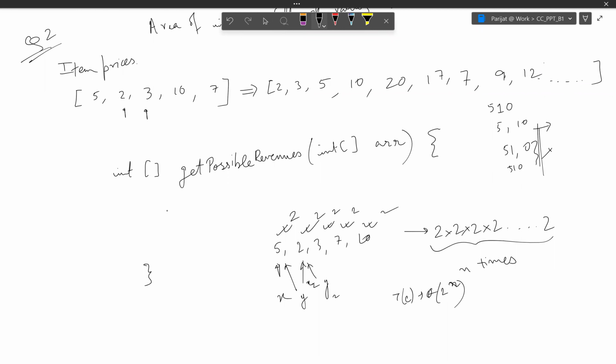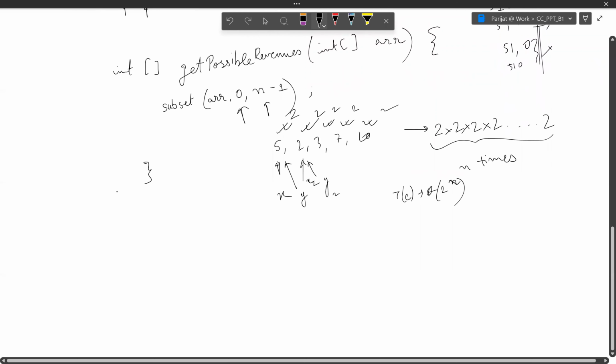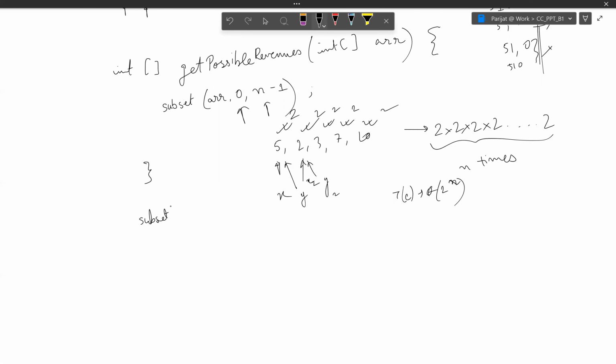So we can just say that we will create a subset method, say subset, taking the given array and the left and the right values, where n is equal to array dot length. So we have given the left and right values initially, the left and right bounds, right? So how do we define this subset method? This subset will essentially generate all the possible subsets and then create their sums.